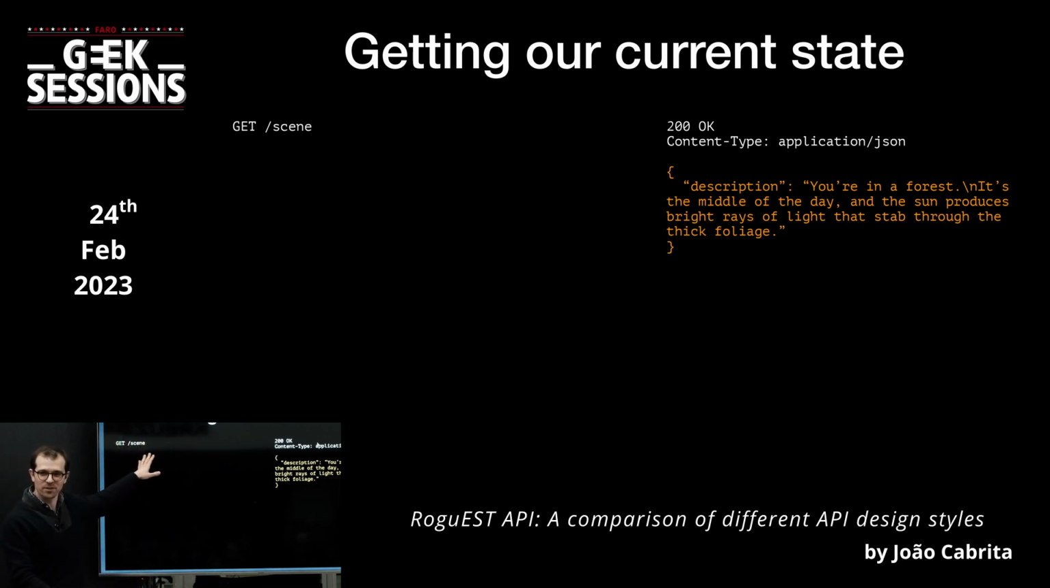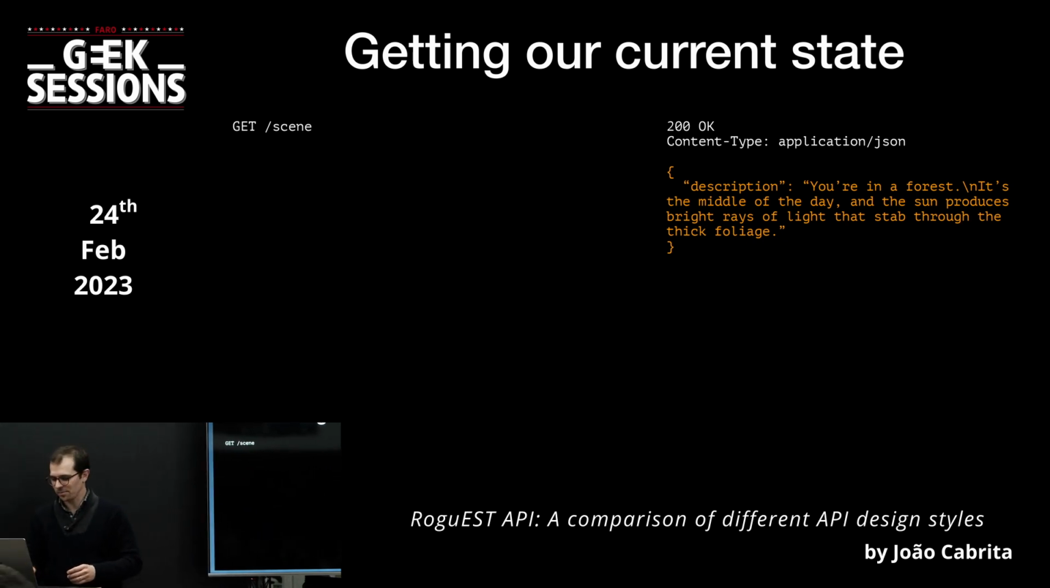I think this is a pretty simple request and response. So GET /scene, you get a JSON object with this description property, which contains text, right? It's a text-based game. I'm sorry for the poor writing skills. I mean, that's why I went into software.